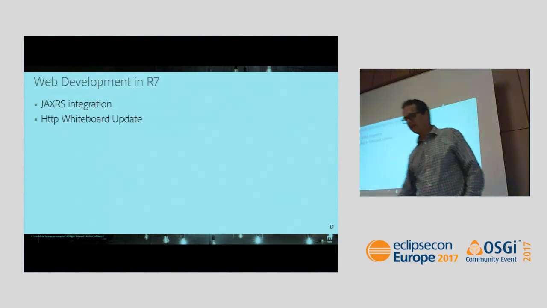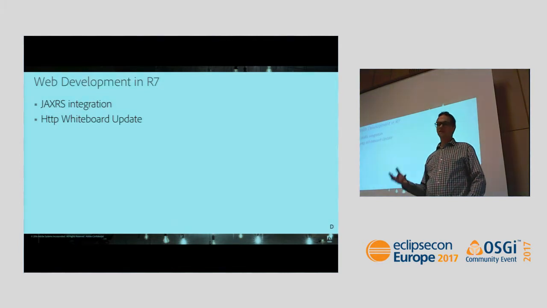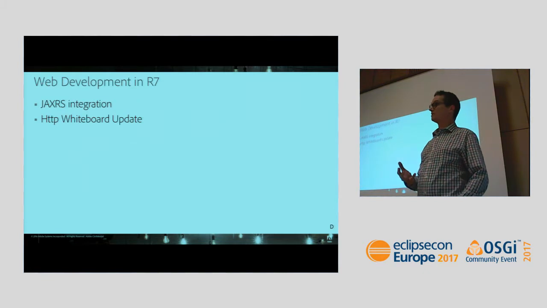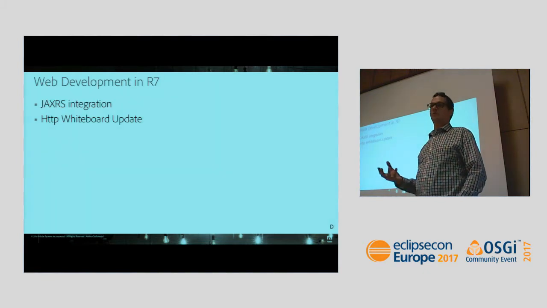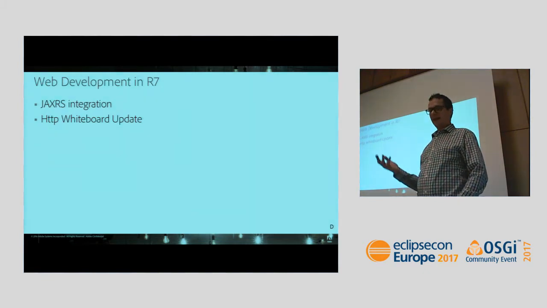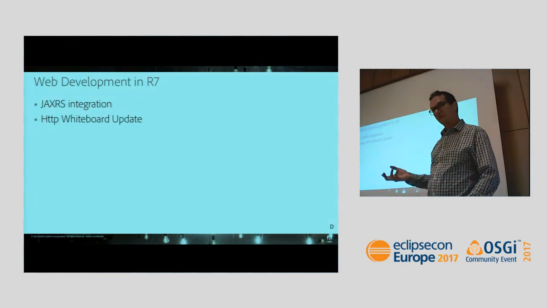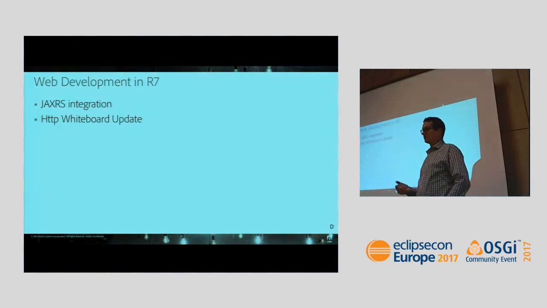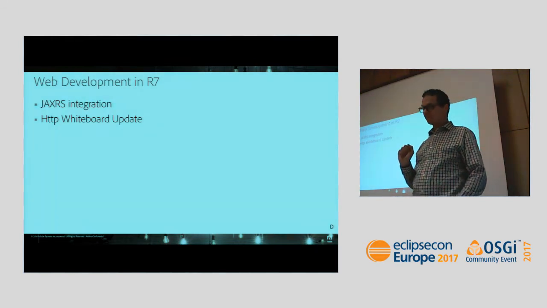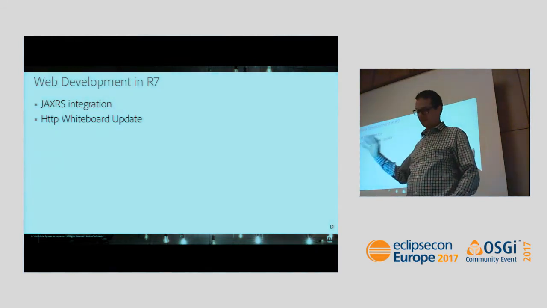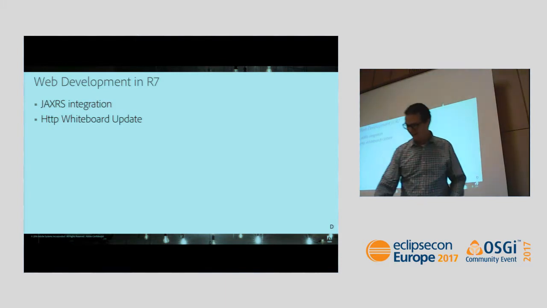And then, in terms of web development for R7, obviously we have the JAX-RS stuff, but we also made some updates to the HTTP whiteboard specification. It now supports multi-part file uploading, and it also supports something called a preprocessor, which is great for handling security, for example, if you are using HTTP whiteboard. I didn't really cover that because we had to limit it somewhere.